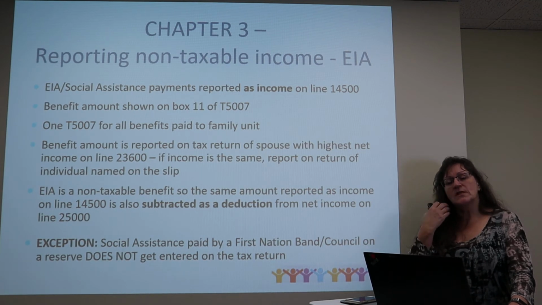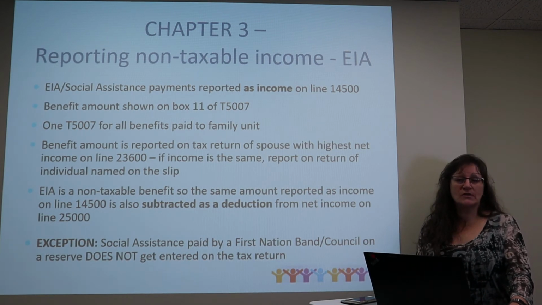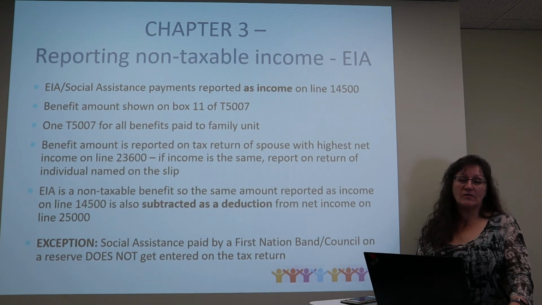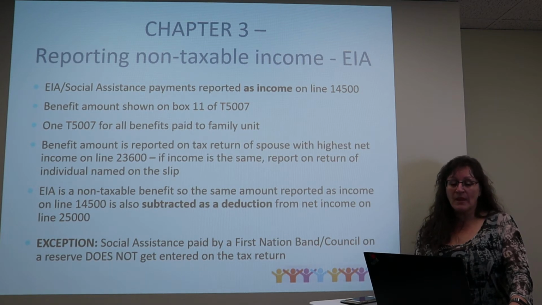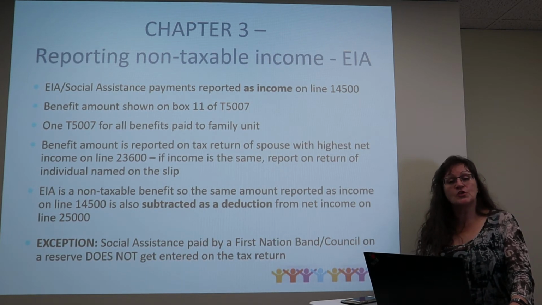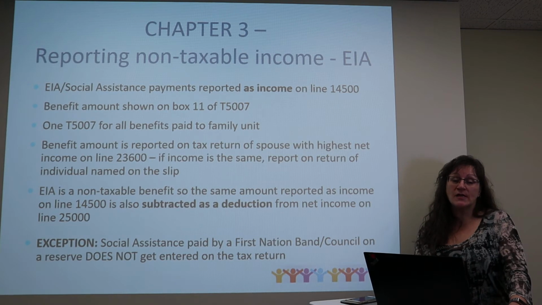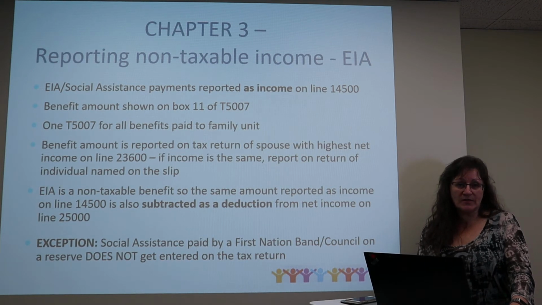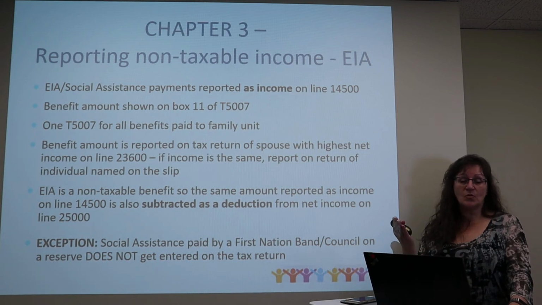So we are going to see more often than not social assistance slips, or EIA, Employment and Income Assistance slips, which are the T5007 for many of the clients that we serve. The income that is shown on those slips is reported as income on line 14,500 of the tax return. But it is actually a non-taxable benefit. So it gets reported as income on one line.